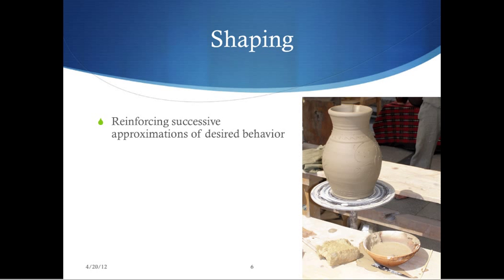Right? So the definition of shaping is simple. It's the reinforcing of successive approximations of desired behavior. So successive approximations simply means as you get closer, you're going to get a reinforcer. Right? So we're going to start out at level 1, whatever level 1 is, and you're going to get a reinforcer for level 1, and then next time, you're not going to get a reinforcer for level 1, you're going to have to get to level 2. Right? You're going to get closer to that response.